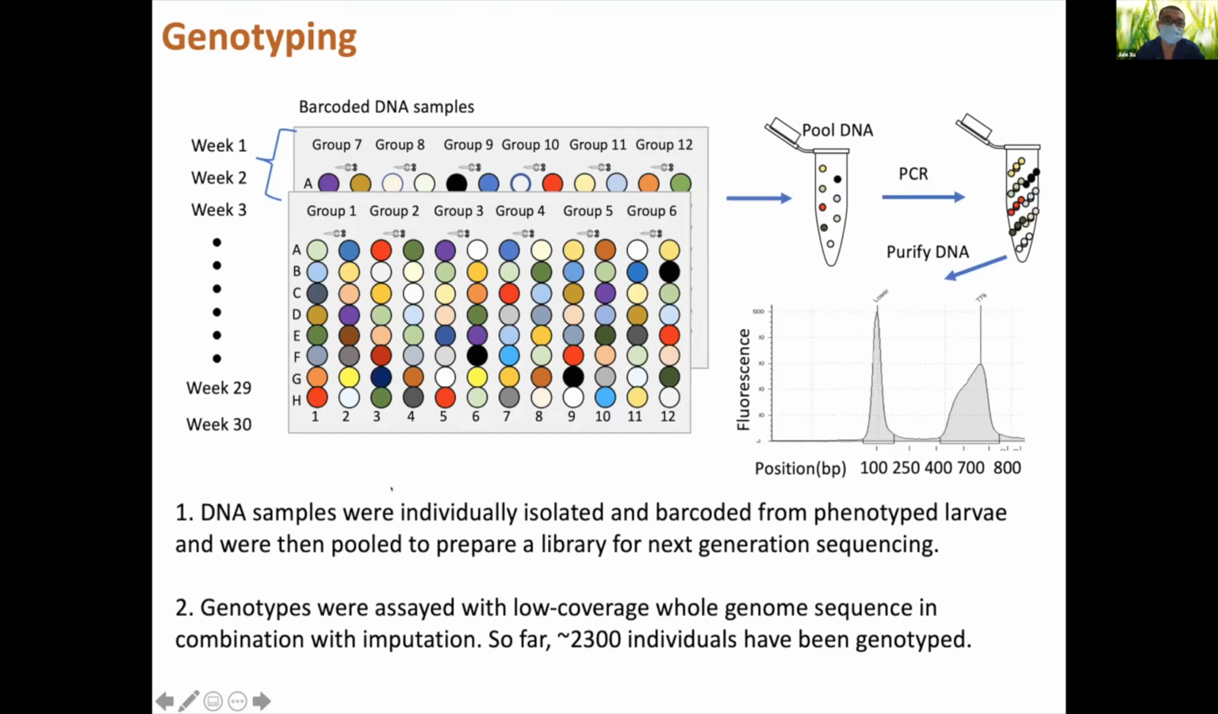After the behavior test, we isolated the DNA samples and sent them to our collaborators' lab, where the samples were barcoded and then put together to make a DNA library for sequencing. So samples were genotyped with low coverage whole genome sequencing in combination with genome imputation. I'll leave the more detailed work of this part to our collaborators' presentation, which is coming right after my presentation. So far, about 2,300 individuals have been genotyped.